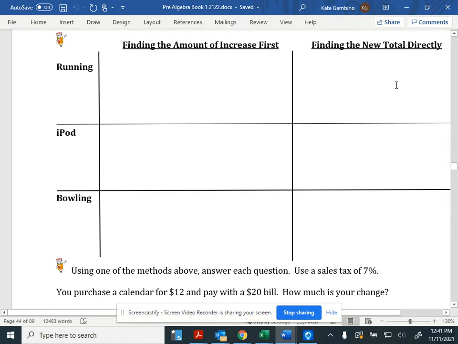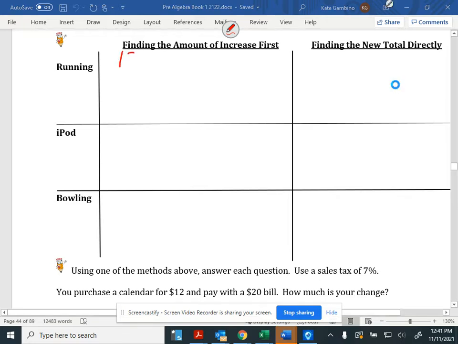All right. So we can see that finding the amount of increase first is one method, and finding the new total directly is another method. So let's look at that running example. You ran 20 miles, and this week you plan to increase that by 15%. So finding the amount of increase first. How much are we going to increase it by?